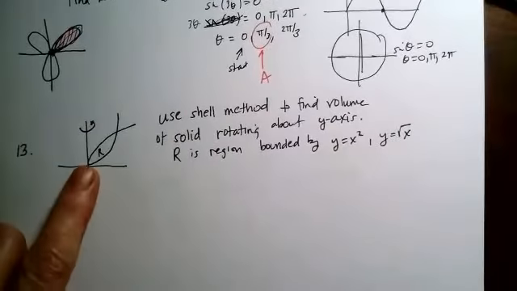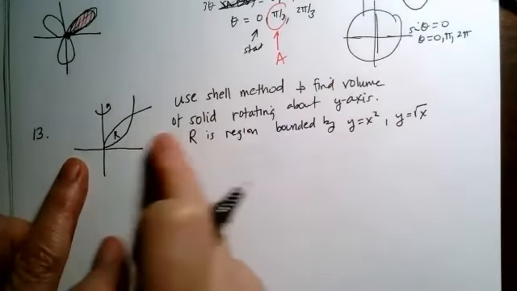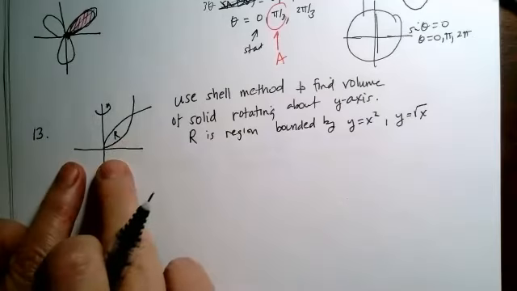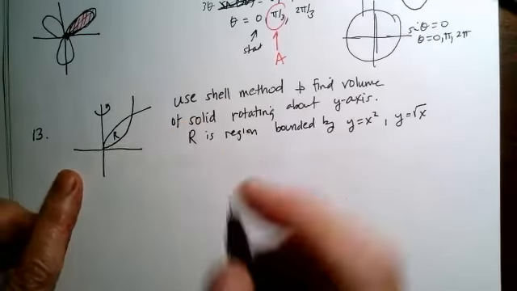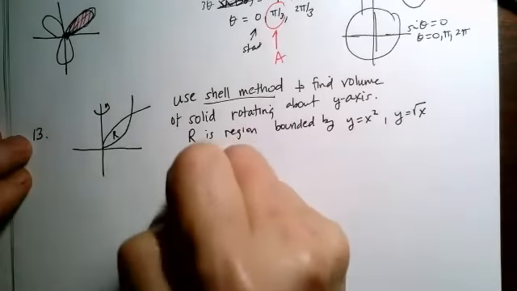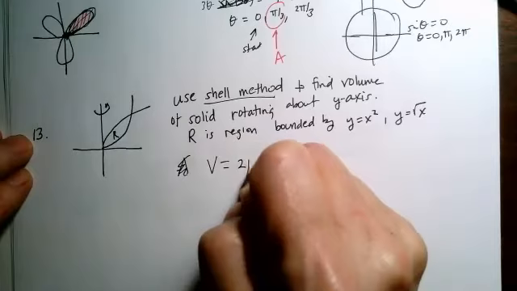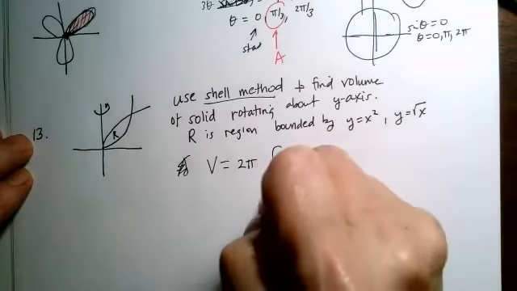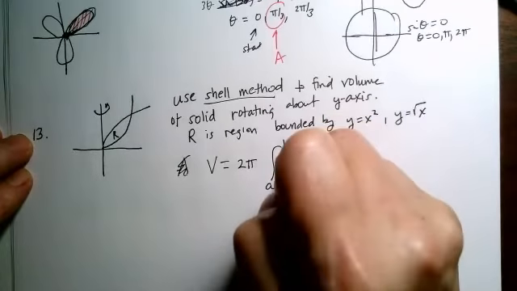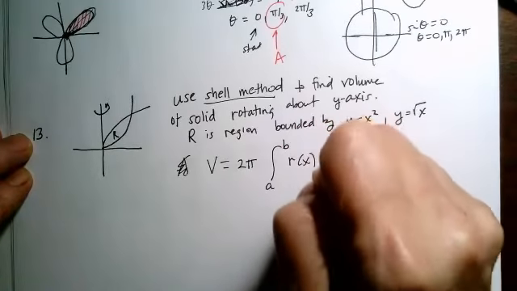Okay, now 13, I changed it. In the original 13, they wanted you to rotate about x equals 2, but we didn't cover that in Dr. Manley's class. So do you remember how to use the shell method? Remember, the volume is going to be 2 pi times some integral from a to b of a shell radius times a shell height.